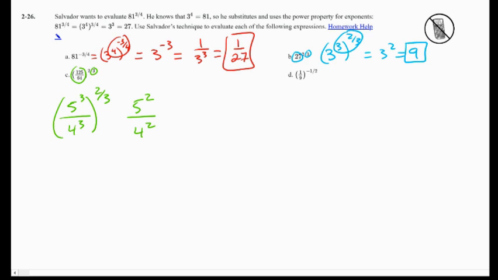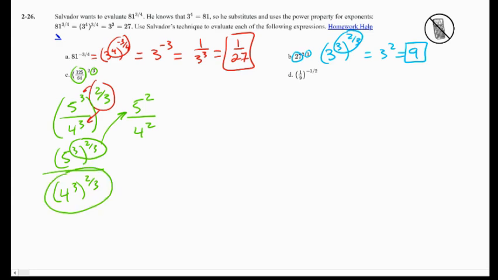So remember, when I'm distributing an exponent here, it goes to the top and the bottom. So it's like saying 5 to the power of 3 to the power of 2/3 over 4 to the power of 3 to the power of 2/3. And so again, when I multiply these, I get 5 squared. When I multiply the exponents here, I get 4 squared. And so my final answer would be just 25 over 16.